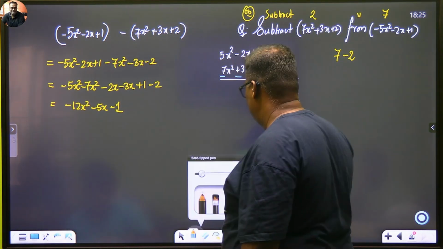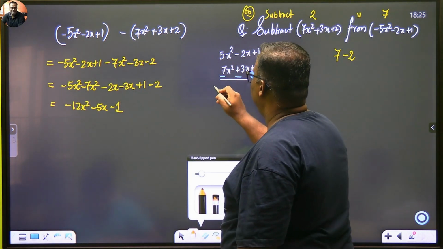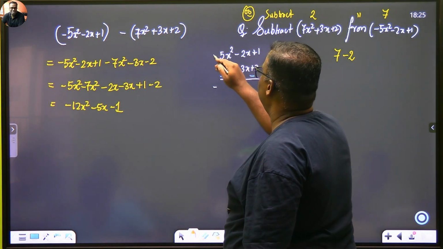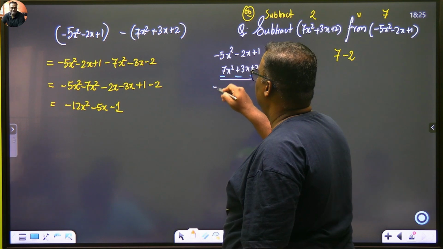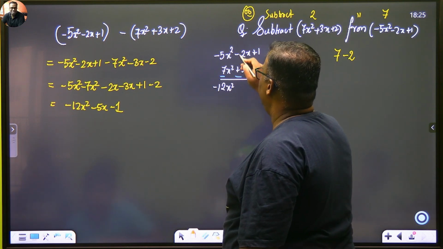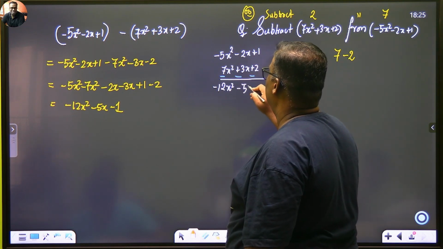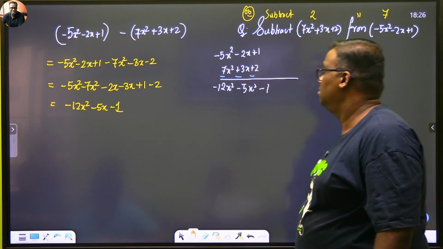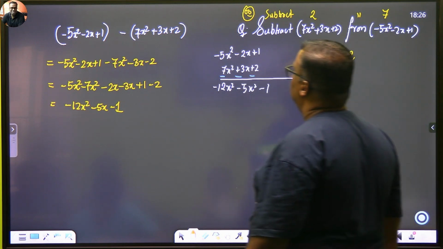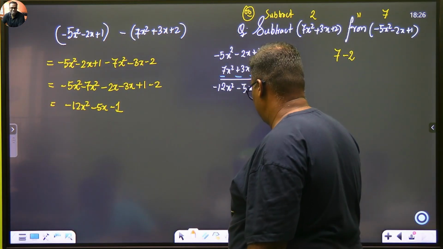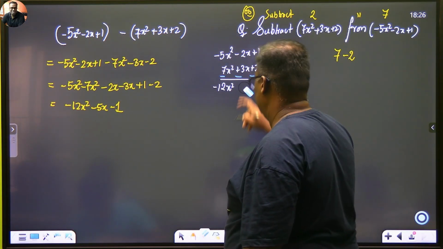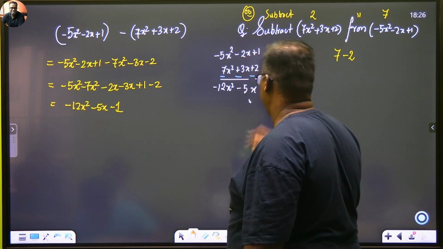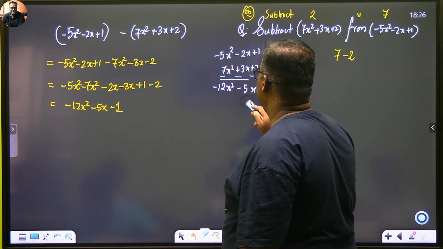Let's do the addition. So what should you get? Negative 5, negative 7: negative 12x squared. Negative 2, negative 3, positive 1, negative... Which one? Oh, not 5x squared, yes, 5x. Sorry, so this should be minus 5x. Have we understood? These are very easy as of now.